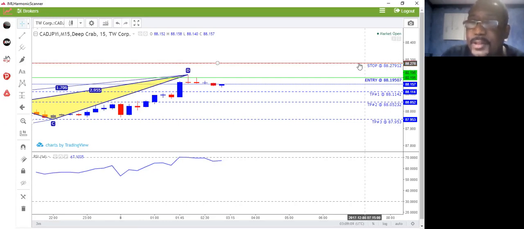Now, you'll also know that the stop loss is opposite of the blue. Okay? So that lets you know what direction you're wanting to go. The stop loss will always be opposite of the blue. Okay?